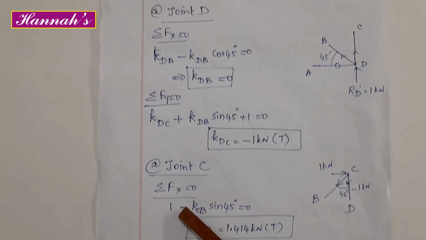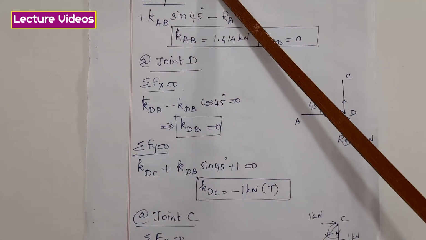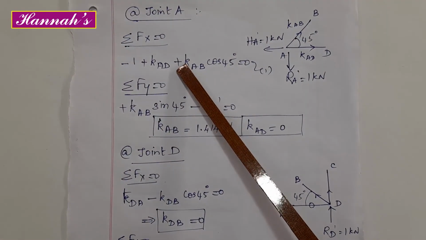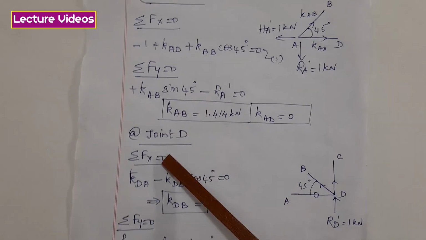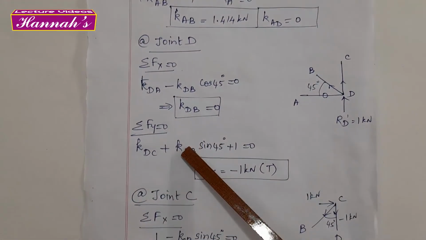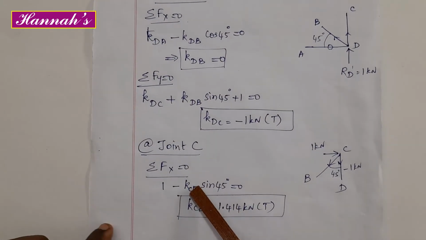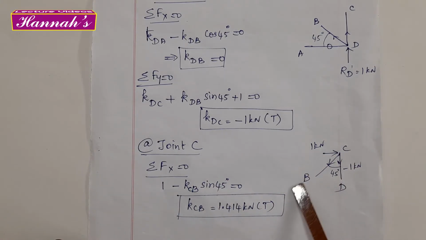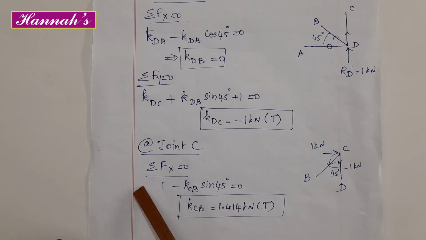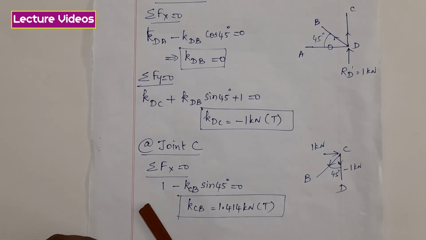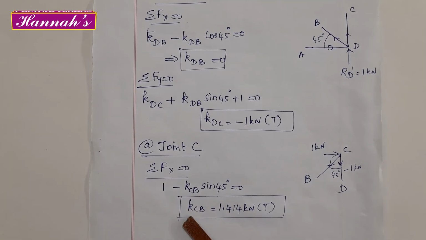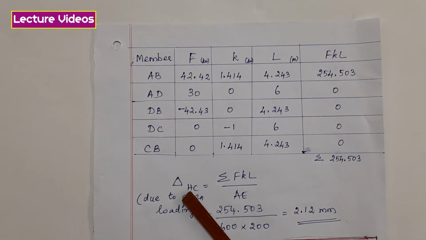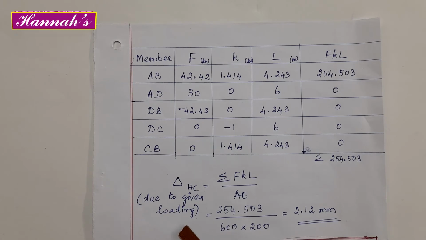So in all these three joints, we have sigma Fx equal to 0, sigma Fy equal to 0, two equilibrium equations, because it is a plane truss, a two-dimensional truss. If only one member is coming out, that is, if the axial force in only one member is unknown, I can make use of any one equilibrium equation. So the values of K are determined for each member. Now the horizontal deflection can be determined for the given loading.